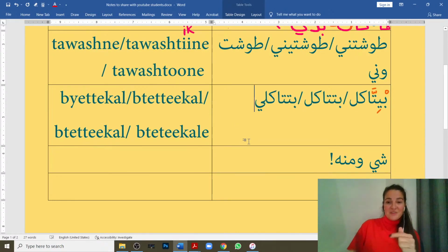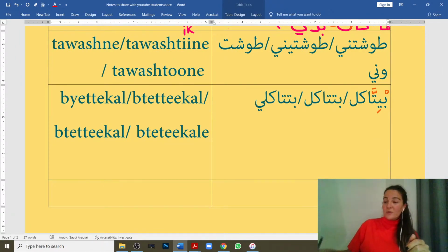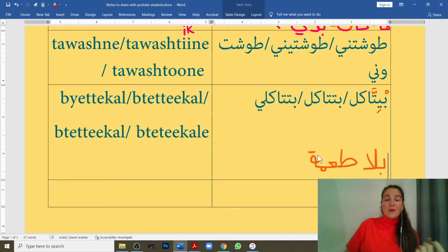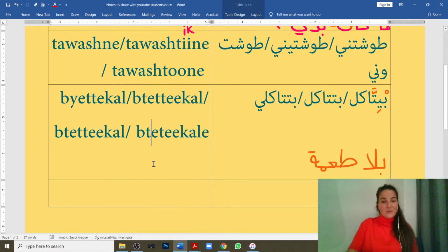Okay. Speaking of this, I remembered something we were talking about in class today. We also were using بلا طعمة. بلا طعمة literally means without a taste or without a flavor. But when you use بلا طعمة, let me type it in the Roman alphabet as well. It means something that is tasteless, really, literally. When you're eating something that has no taste, you can say بلا طعمة.